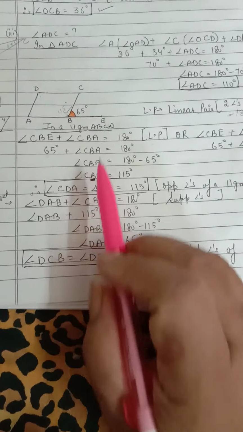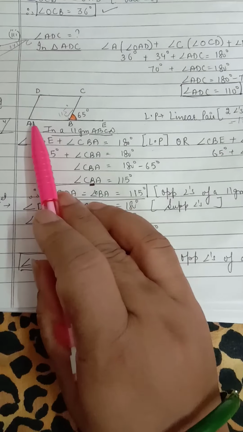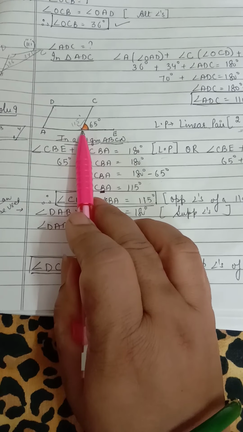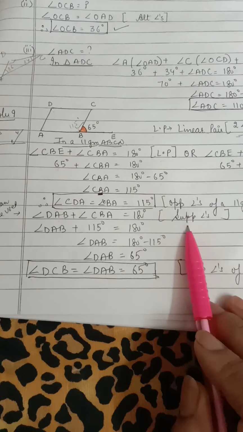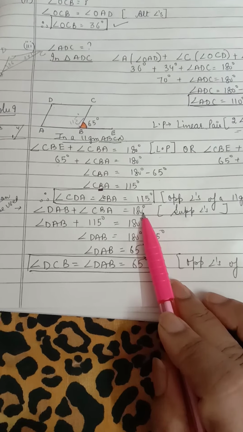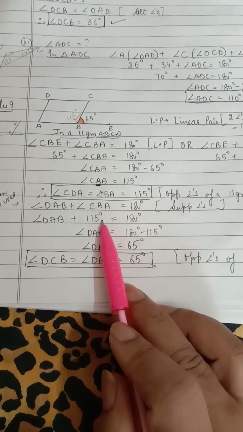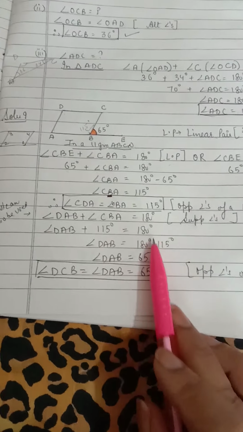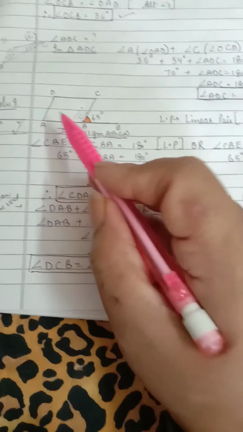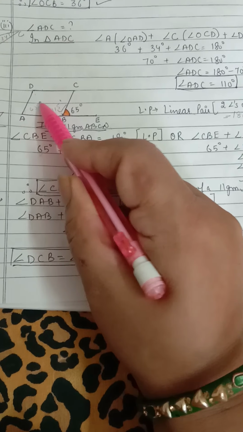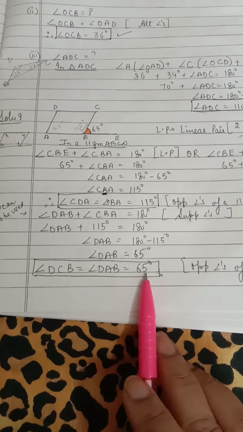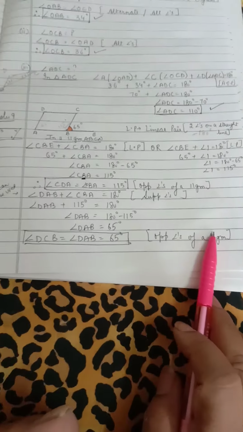Now next, I am going to use my supplementary property. I am going to take these two angles, angle DAB and angle CBA. DAB plus CBA is 180 because they are adjacent angles, and in a parallelogram adjacent angles are supplementary, which means their measure is 180 degrees. CBA is already calculated in the previous part as 115. So DAB plus 115 equals 180. DAB is 180 minus 115. So DAB is 65 degrees. Now if this is 65 degrees, the opposite angle will also be 65. That means angle DCB is equal to DAB, which is equal to 65, because opposite angles of a parallelogram are equal.